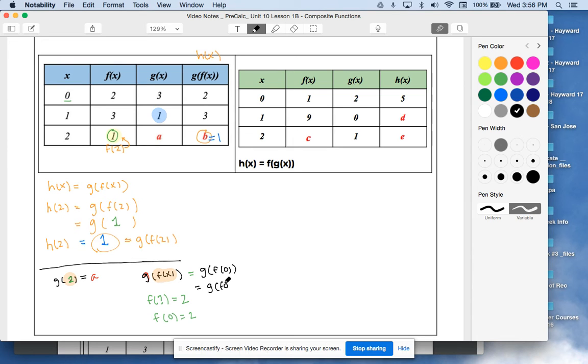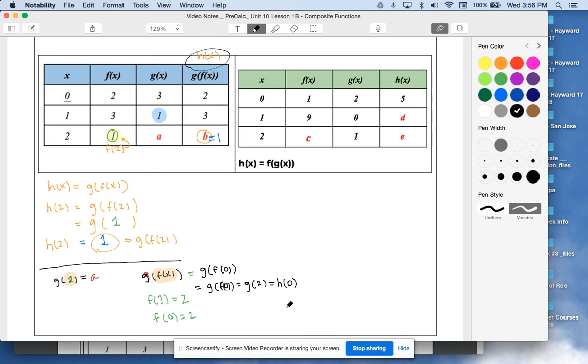g of f of 0 equals the same thing as g of 2. And remember, how do we know that? Well, f of 0 is 2. So that means the input is 0 in this case. So whatever this is, g of f of 0, it's the same as writing h of 0, right? Because remember, we changed it to h of x.